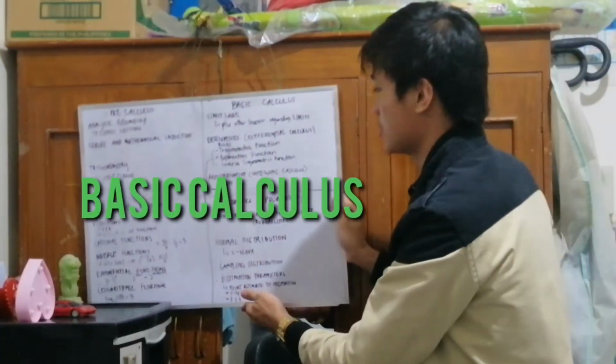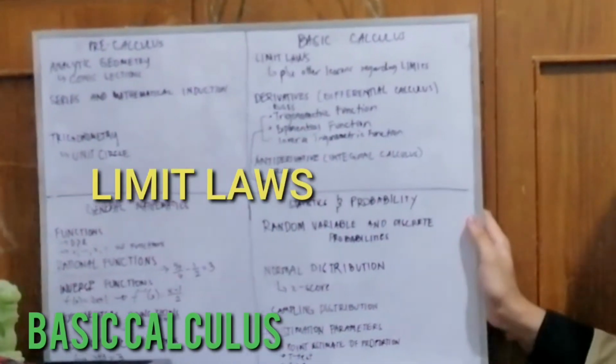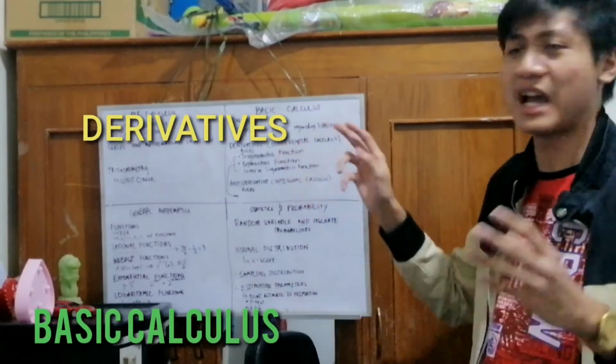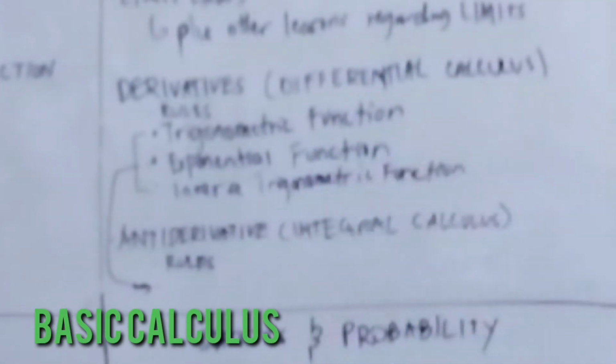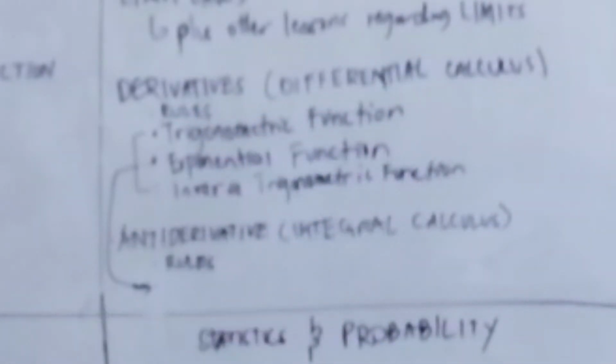Now, for basic calculus, we're going to tackle limit laws, plus other lessons regarding limits. And then we will have here the derivatives and the antiderivatives. Under derivatives, which is also called differential calculus, we will talk about the rules, and then the rules for trigonometric, exponential, and inverse trigonometric functions. And then for antiderivatives, which is also called integral calculus, we're going to learn also about its rules, and the rules also for trigonometric, exponential, and inverse trigonometric functions.